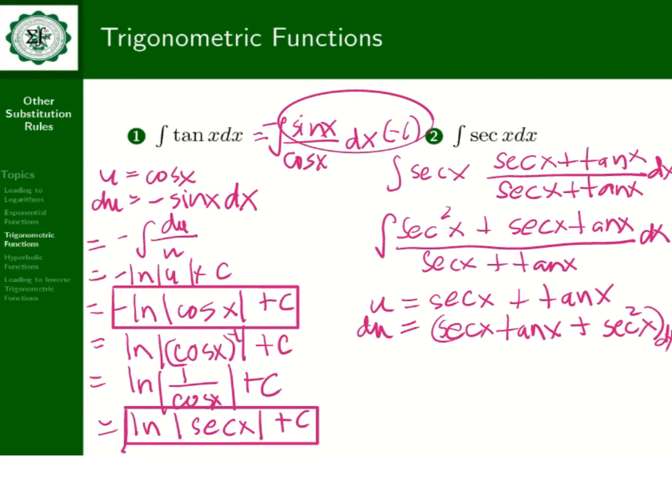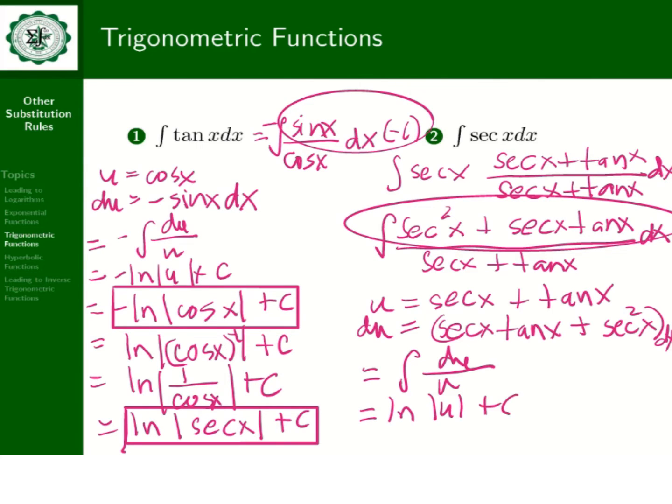Now observe that du, which is secant x plus tangent x plus secant squared x dx, is just the numerator in our given. So therefore, we change that with du. And then the denominator, secant x plus tangent x, is just u. Again, this is just the ln of the absolute value of u plus c. And then we just perform back substitution. We replace u with secant x plus tangent x.